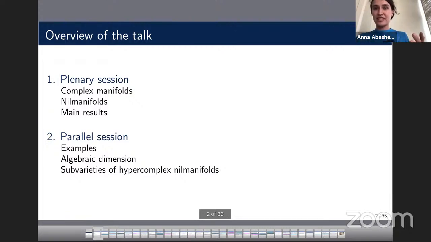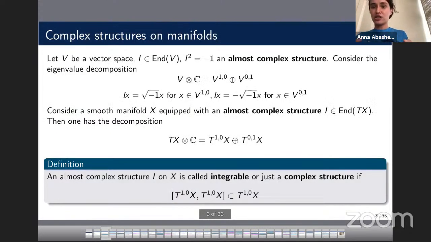So I'll start with the very beginnings, with the definition of a complex manifold, which you probably already know. First of all, some linear algebra. If we have a vector space with an almost complex structure, by an almost complex structure, I mean a linear operator whose square is -1, then we have the eigenvalue decomposition of the complexification of this vector space. You see it on the slide. It's the direct sum of V^{1,0} plus V^{0,1}, where V^{1,0} is the eigenspace corresponding to the eigenvalue square root of -1, and the other one is the eigenspace corresponding to the eigenvalue minus square root of -1.